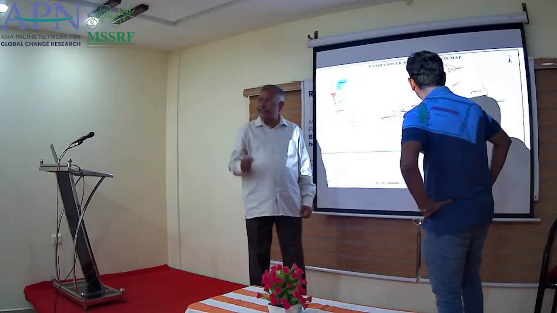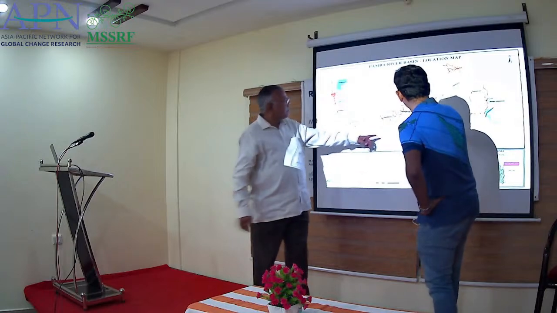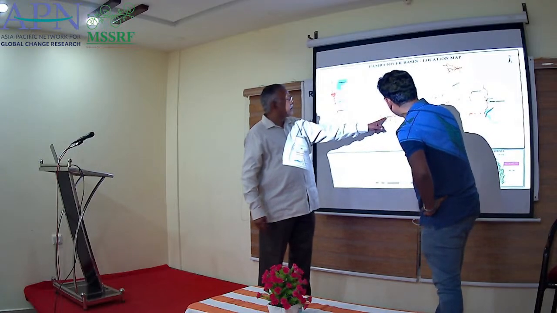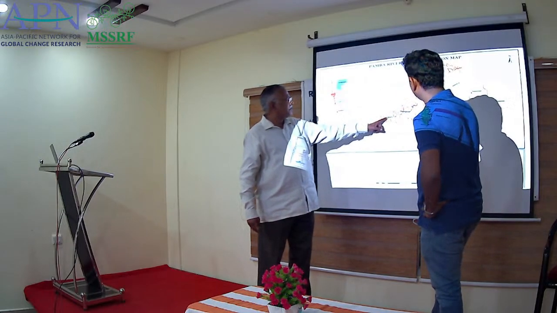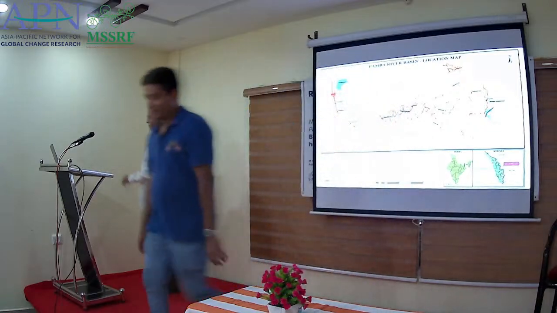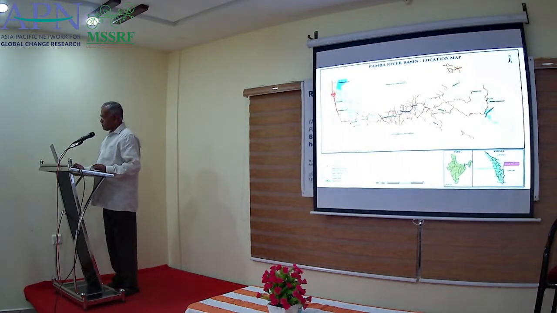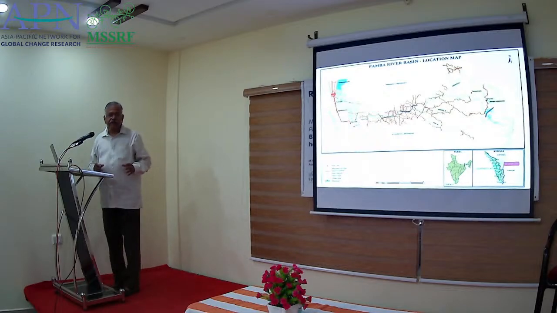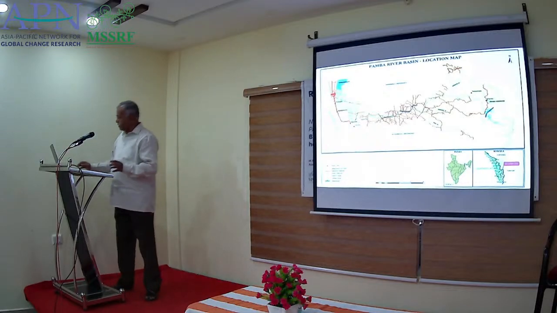There was one more river. So this is one, and here you could have seen there is a diversion. There is a river, a course diversion here. Okay. So we are somewhere here.